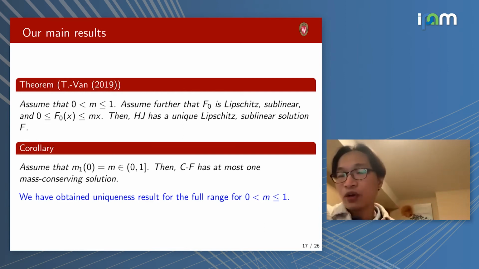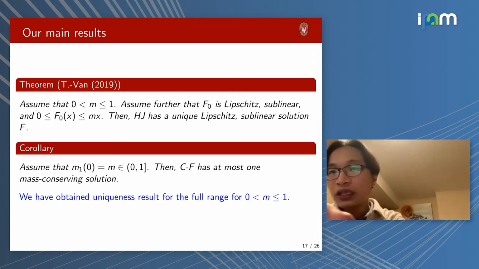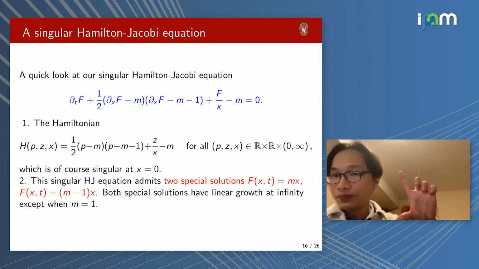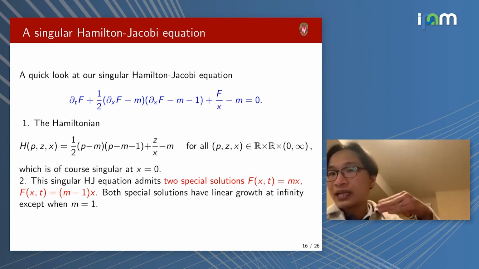So that's normal. Why is the distinction between 0 and 1 important here? It's because the equation has two special solutions, mx and (m minus 1)x. If m is less than or equal to 1, then the second solution, (m minus 1)x, is less than or equal to 0. So that is a very important threshold for us to have sublinear growth solutions.